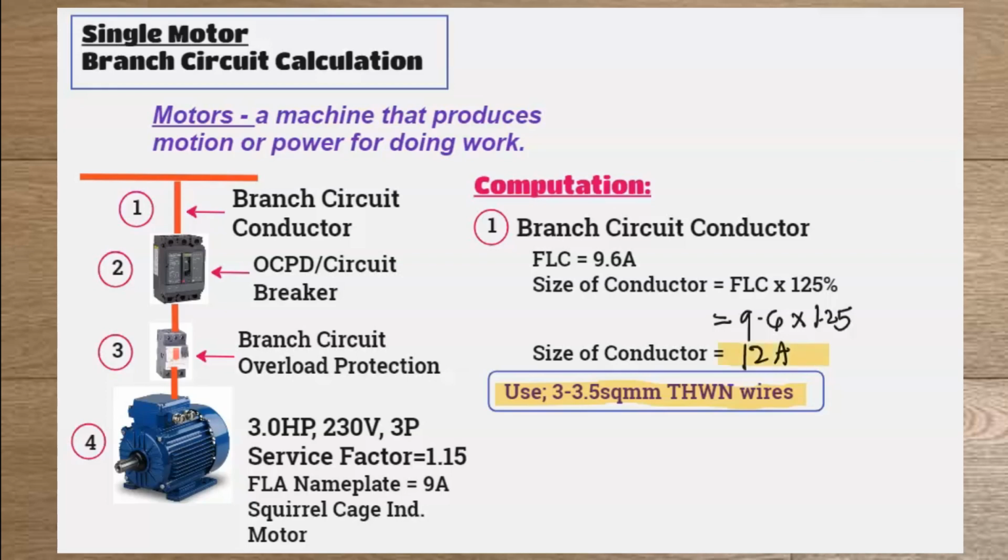Next is mag-size up naman tayo itong number 2, or known as OCPD or circuit breaker. So meron tayong codes na babasahin for that.